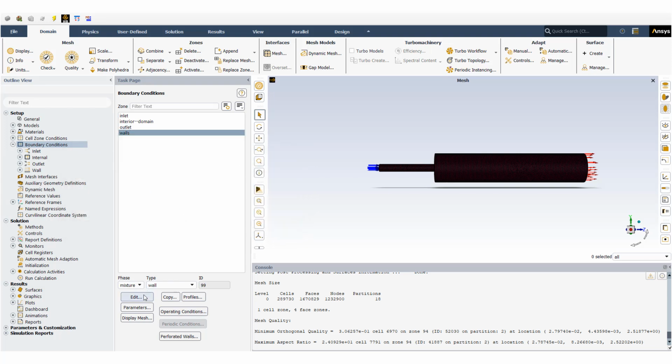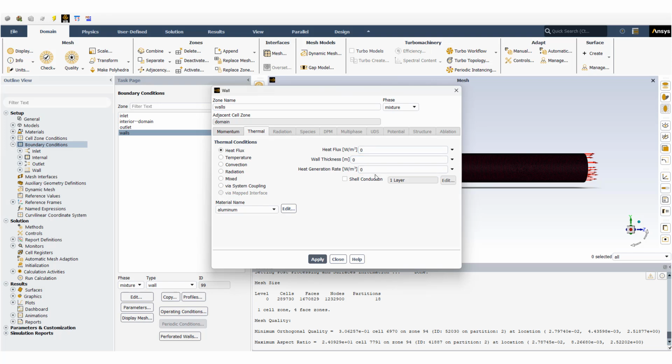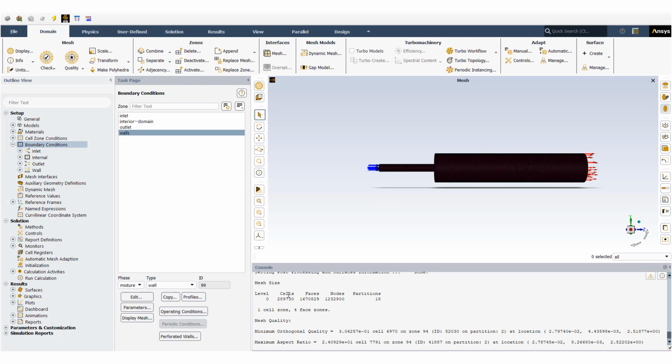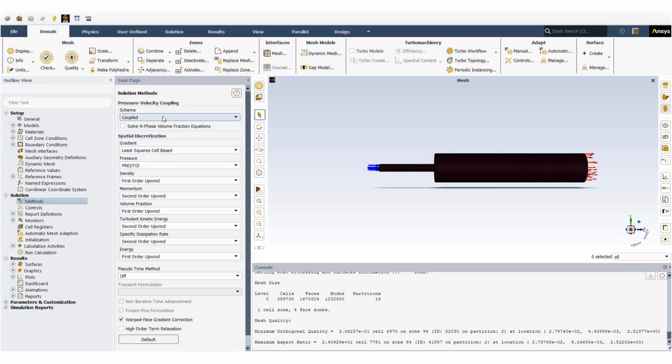Walls, as you can see, for thermal conditions 0 heat flux, so these are insulated walls. So in this way it is an adiabatic system with this wall setup for the thermal conditions. Next we can go to the methods. I use coupled as set, and all of these are set up by default, I just change it to second order upwind for the discretization of the turbulent parameters. This is important. And pressure is PRESTO.